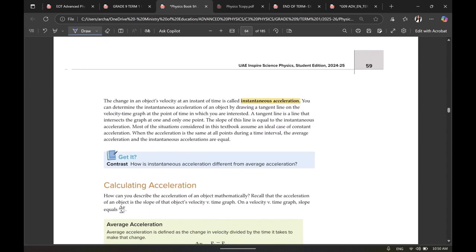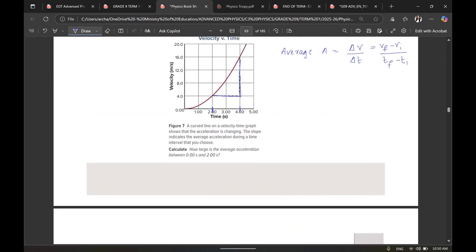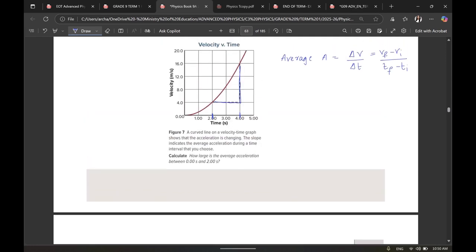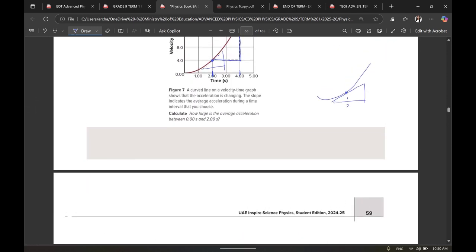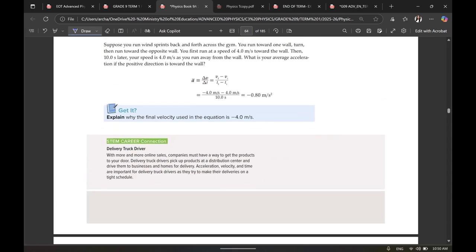Whereas instantaneous acceleration is for a particular instant of time. For example, at 2 seconds, what is the acceleration over there? For that, we have to draw a tangent and then draw the slope. I have explained it already. If it is a curve, remember we have to draw the tangent there, and then draw the slope, and from that we get the instantaneous acceleration for that particular time.